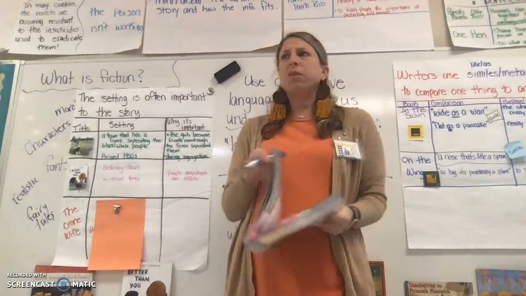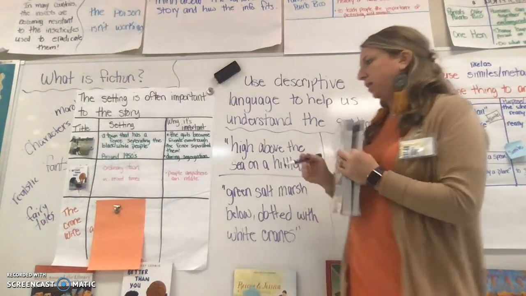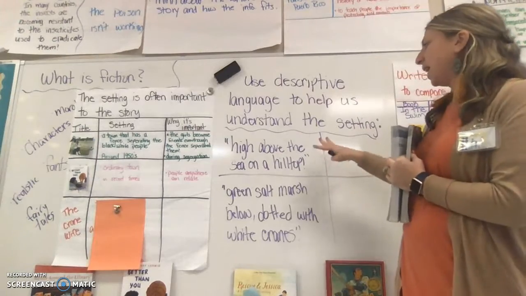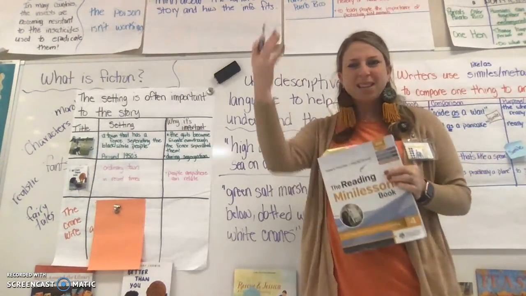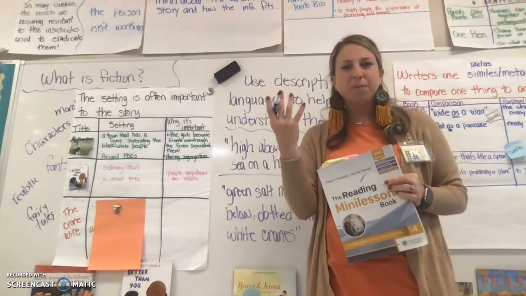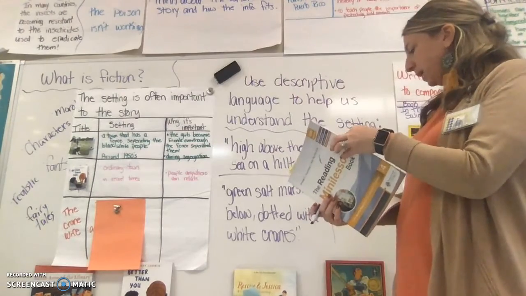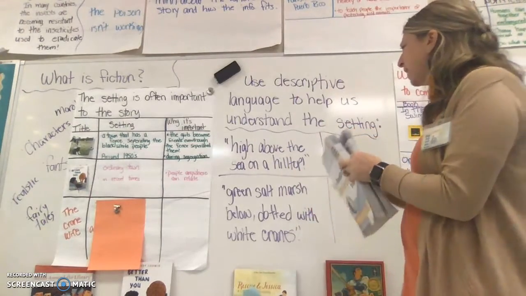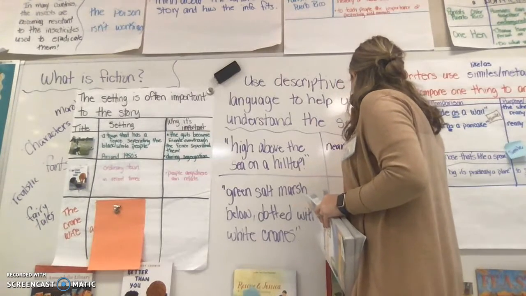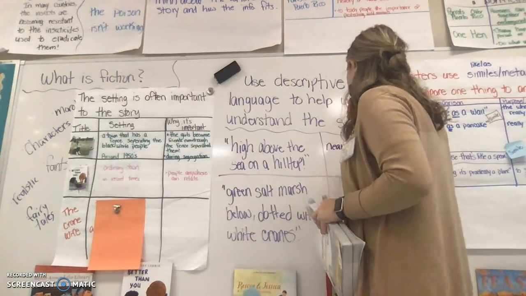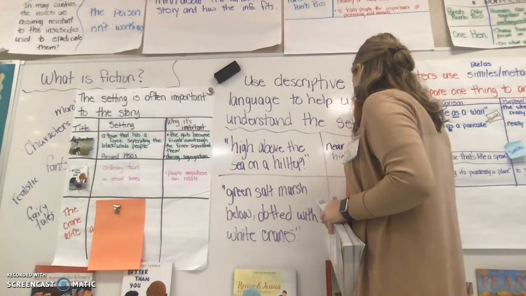So I want you to look at these words that the author wrote in the Crane White that we just read. It says, "high above the sea on a hilltop." What is that descriptive language? What does that help me visualize? What does that help me imagine? It helps me imagine that they are near the sea and high on a hill or mountain.